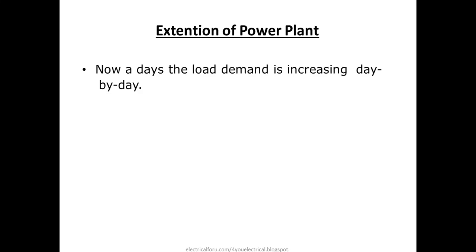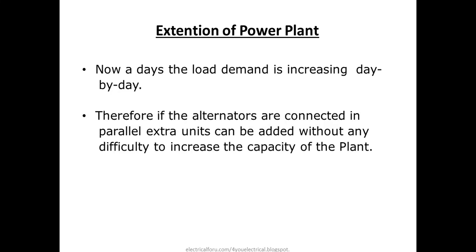Next is extension of the power plant, which means increasing the power plant's capability. To achieve this, we use alternators in parallel. Nowadays the load demand is increasing day by day, so power consumption is also increasing. Therefore, if alternators are connected in parallel, extra units can be added without any difficulty to increase the capacity of the plant. As power consumption increases day by day, generation also has to increase.